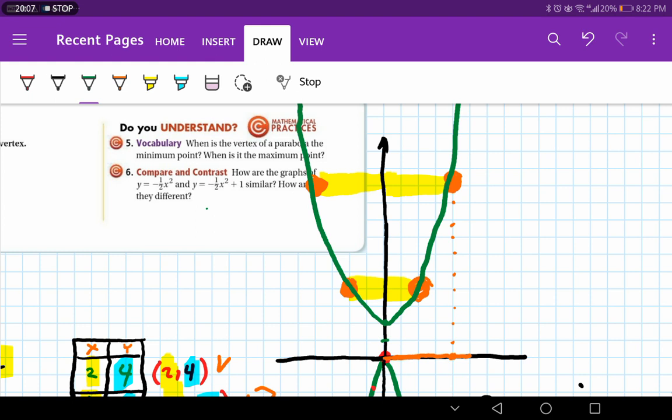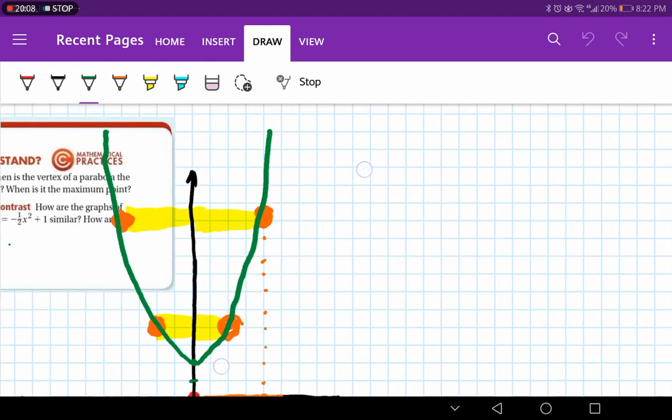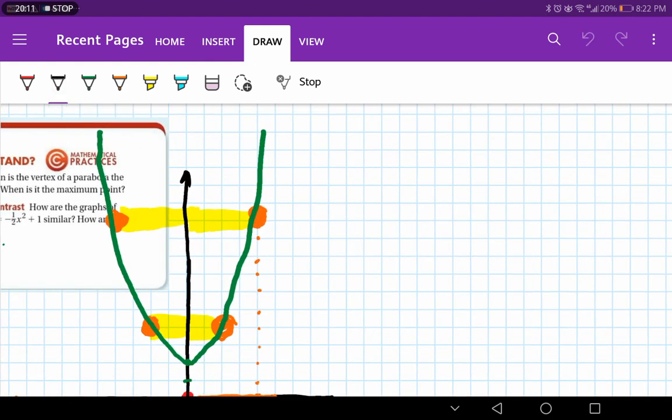And we are done. Now he asked me about the domain and the range. The domain is R, or real numbers. What is the range?